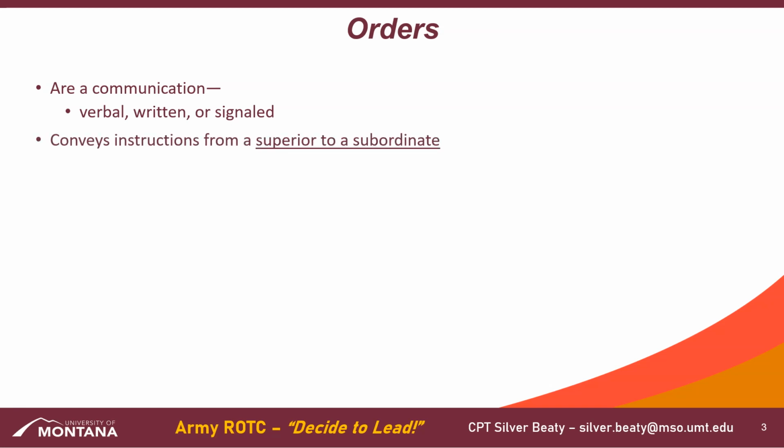Now, orders themselves, they convey instructions from a superior to a subordinate. So that means a company commander gives orders to a platoon leader. Platoon leader gives orders to their squad leaders. Squad leaders give orders to their team leaders and so forth. So orders do come from typically one echelon, as we call it, above you, from somebody that you directly report to is an easier way to think about it.